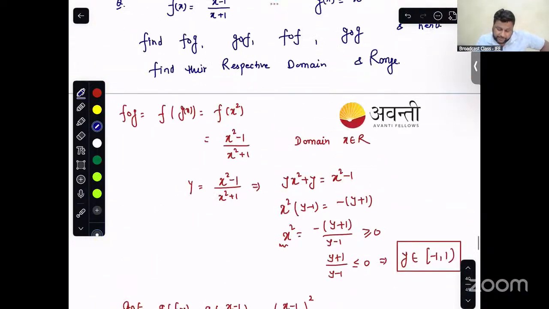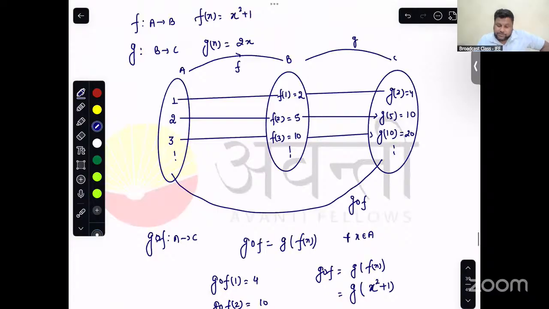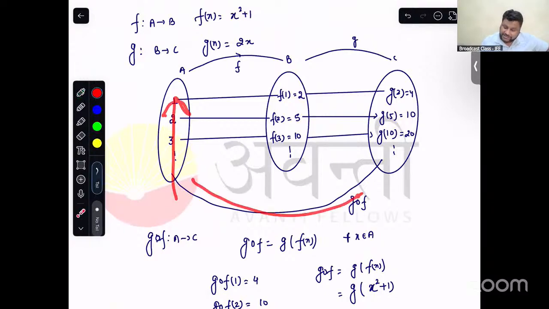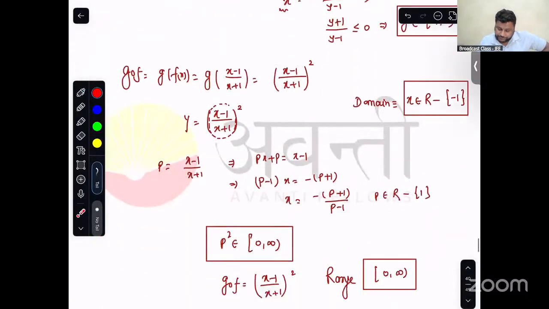Like you see here, this is your gof mapping. So you are supplying values to the f function, you are supplying values to the g function, and ultimately what you are getting are the values which were there in the range of g. Yes or no?